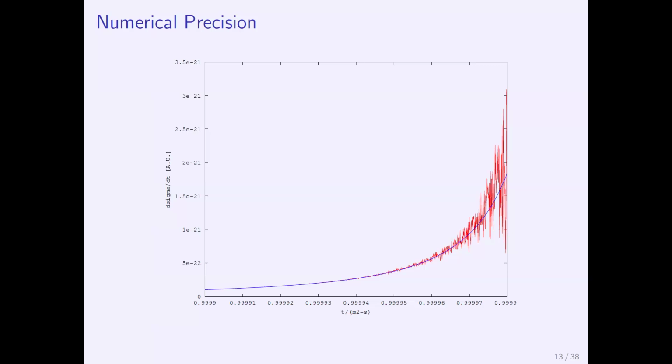So this is d sigma dt, and then this is t over m squared minus s. These are the two variables that I've chosen to look at here. And as you go out over here, where this cross-section actually really matters a lot, you start getting pretty much just random numbers, depending upon the state of your machine and the bits in it. And this is not something that you want to happen.